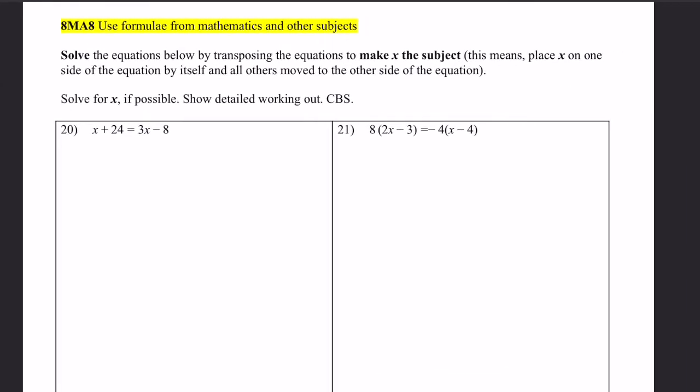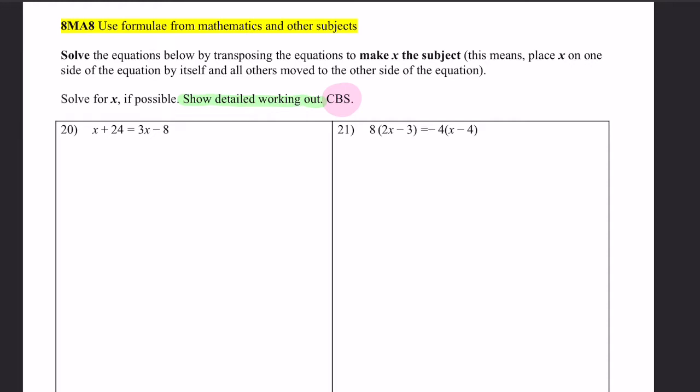This one says use the formula from math and other subjects. Solve the equation, solve for x, show detailed working out. This is where some of you got lots of marks removed because you showed shortcuts again. And a lot of you did not do the CBS. Now, one thing about the CBS, some of you did the CBS and the CBS was wrong. I mean, the left side did not equal the right side. That is already your clue to go back and look at your calculations.